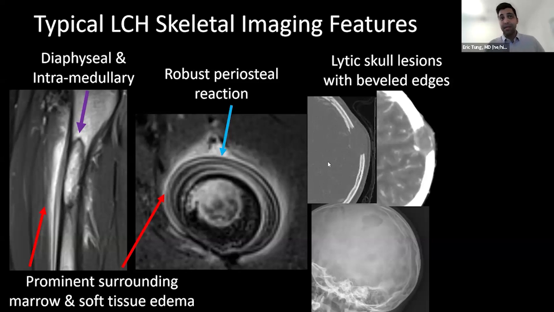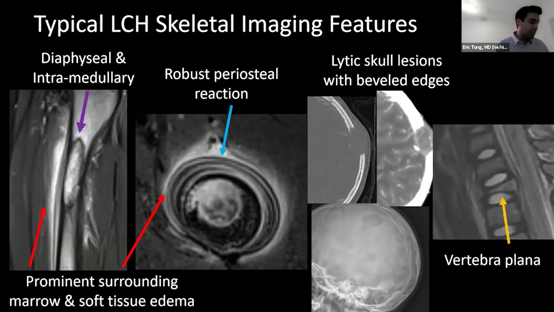Keep in mind that there are other places that these LCH lesions tend to occur. For instance, in the skull, they can present as lytic lesions that can really erode the cortex and result in what is described as beveled edges, which is the way that they erode the inner and outer tables, creating these edges. And when they occur in the spine, a classic manifestation is vertebra plana, which is really representing a severe insufficiency fracture from this infiltration of these Langerhans cells.